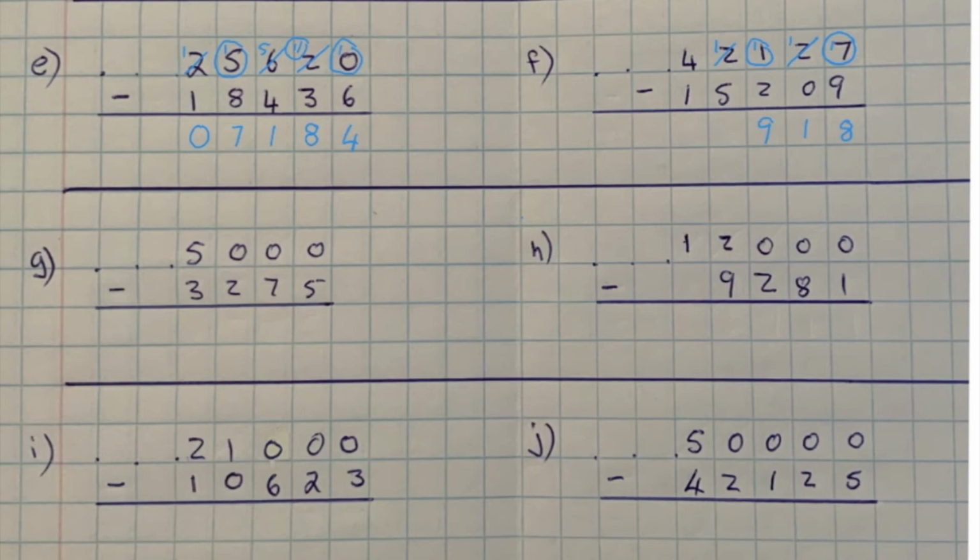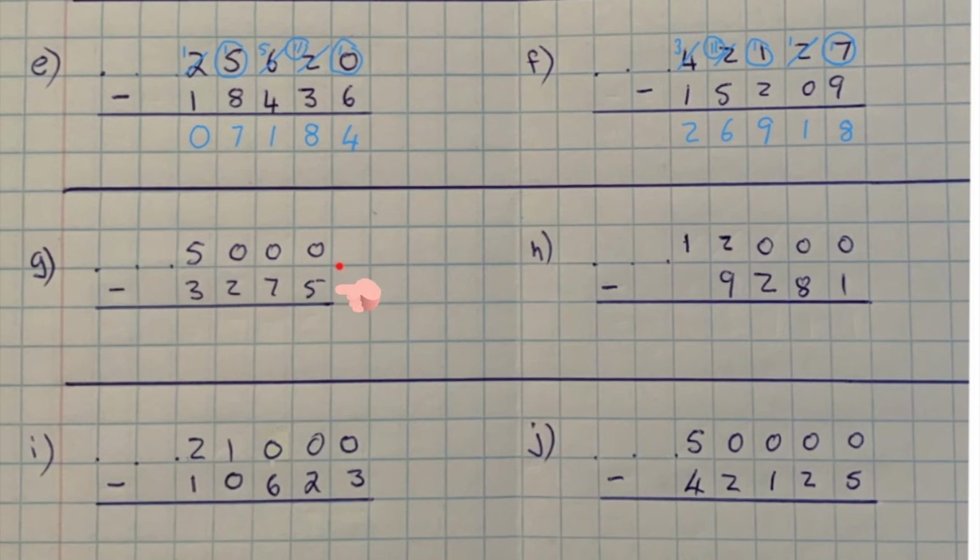Now you can't give away 5 if you've only got 1. So we go to the 4 and we borrow 1 from the 4. The 4 becomes a 3. Put the 1 next to the 1 we have. That's going to be 11 minus 5 is 6. And 3 minus 1 gives us 2. Remember, we always start with our units.